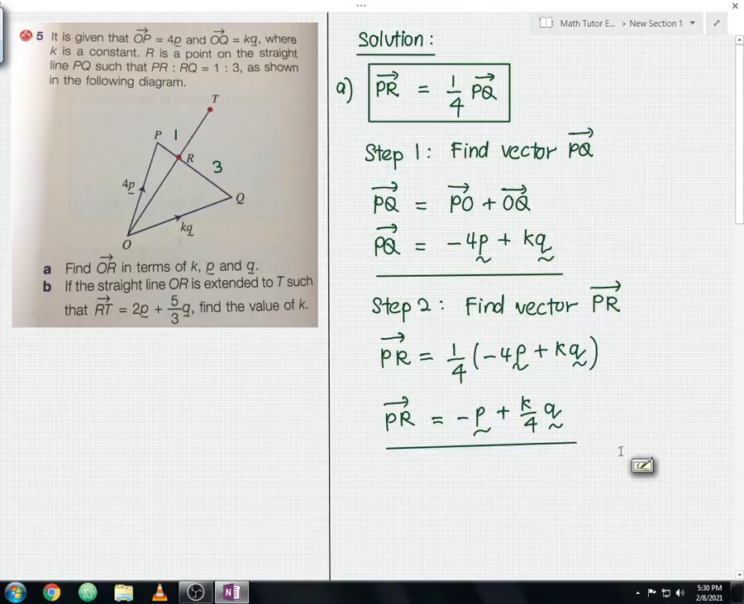From here we already have vector OP, and we have already found vector PR in step 2, which is in this direction. So now we can proceed to find the vector OR. That will be our third step, guys. Let us write down the working. So step 3, find the vector OR.